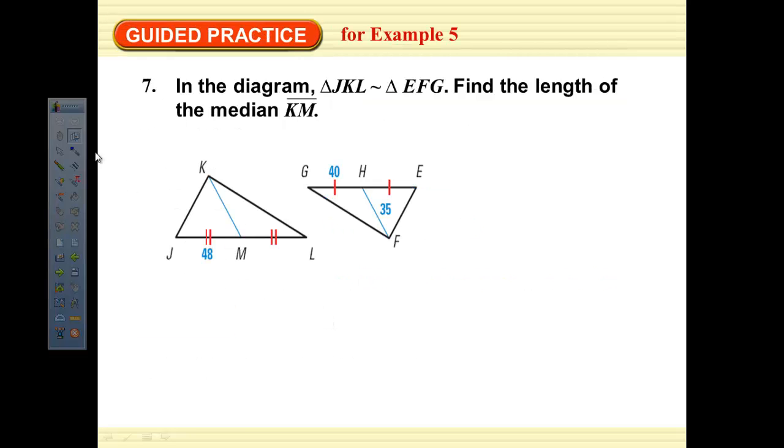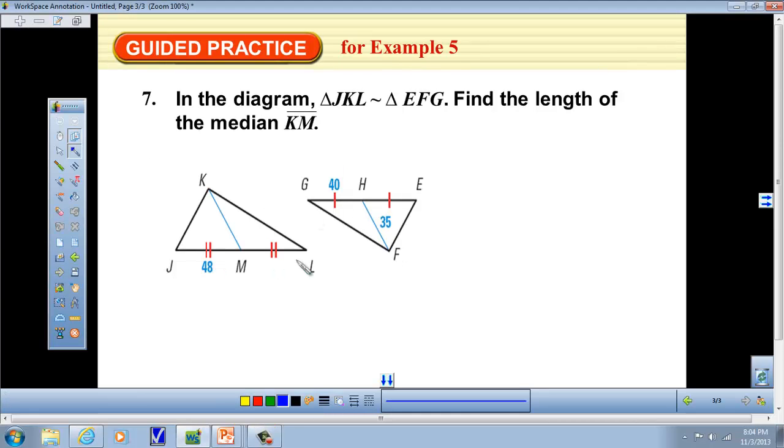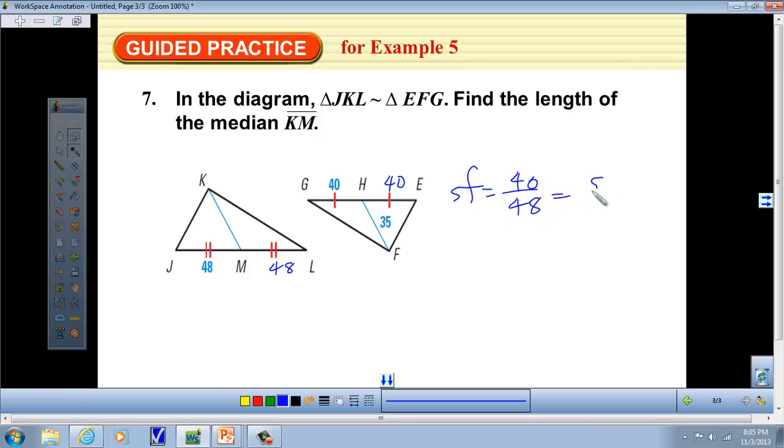And similarly, we can do this for medians. If you notice, these two sides should be 48 here, and these two should be 40. So if we wanted to, we could just write the scale factor is equal to 40 over 48. If we divide both top and bottom by 8, we get 5 over 6. And we can then say that 5 over 6, where this is 40 and this is 48, equals 35 over x. Let's not use x, let's use km, where km is what we want to find.